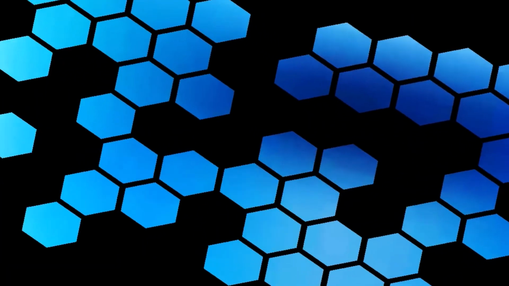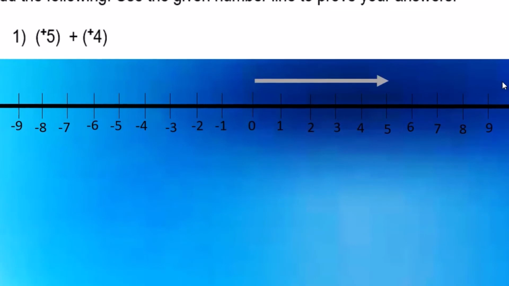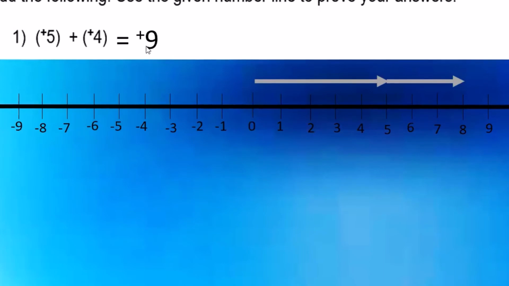Another example. So positive 5 plus positive 4. Using the number line, from 0 going to 5 units. Then from 5 going 4 units, 1, 2, 3, 4. So hanggang 9 ang arrow. Therefore, we can conclude that positive 5 plus positive 4 is equal to positive 9.